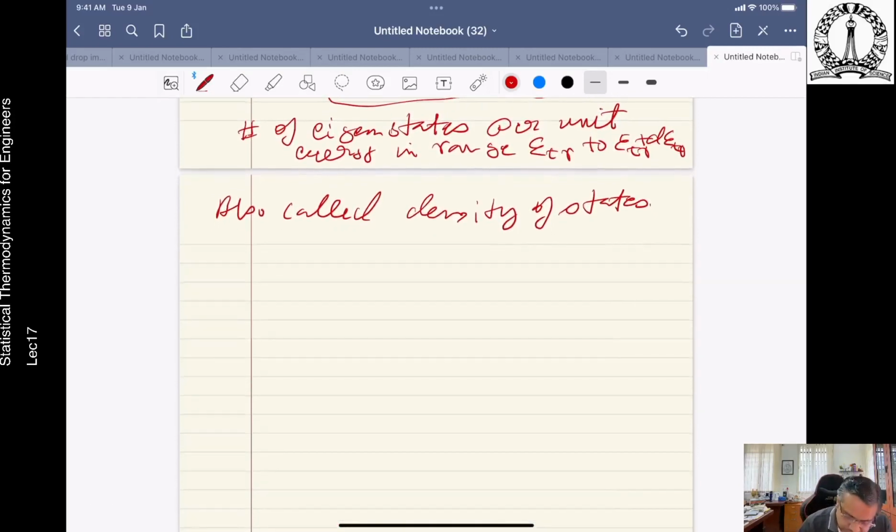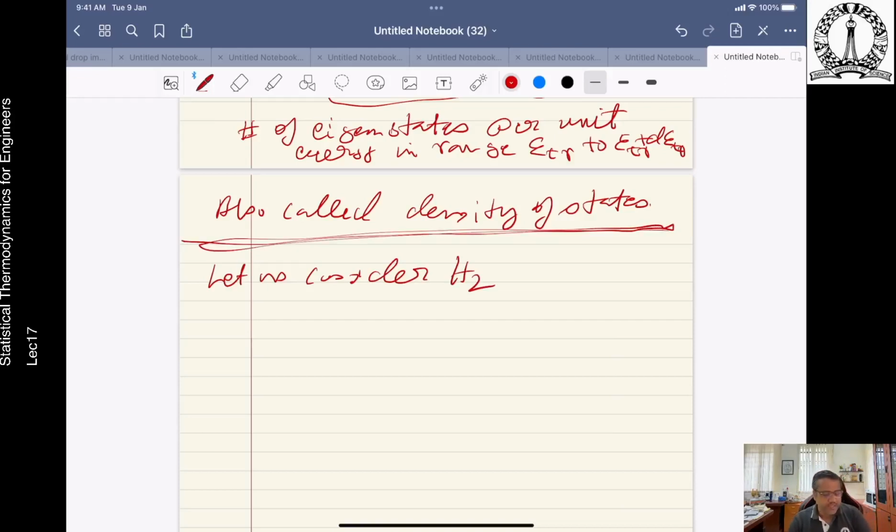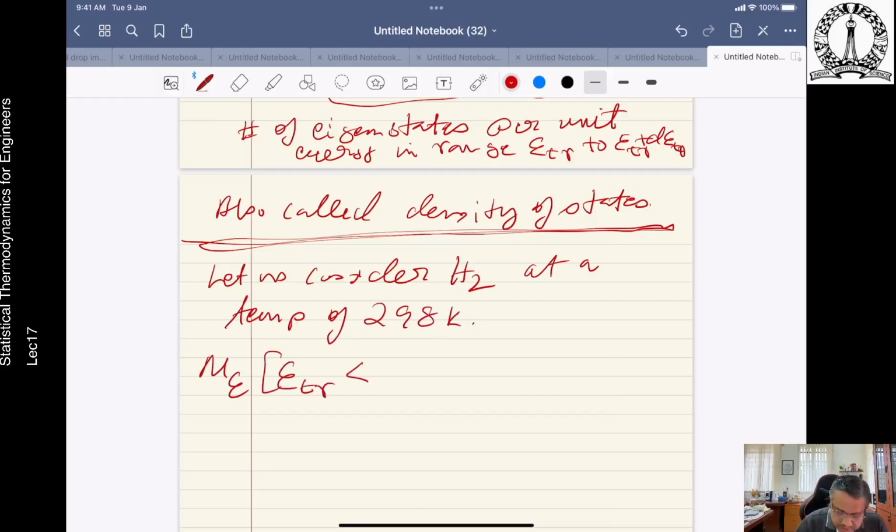So we take a small example here. Let's consider hydrogen at a temperature of 98 Kelvin, with translational energy less than or equal to E_TR, where E_TR, the average energy, is about 1.5 kT. This is just an example. Hydrogen.